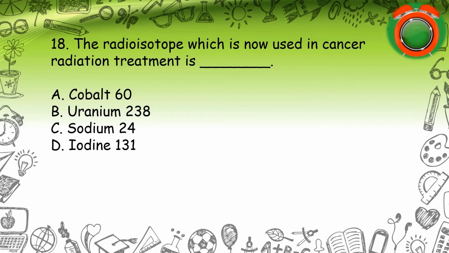Number 18 question. The radioisotope which is now used in cancer radiation treatment is blank. A. Cobalt-60, B. Uranium-238, C. Sodium-24, D. Iodine-131.